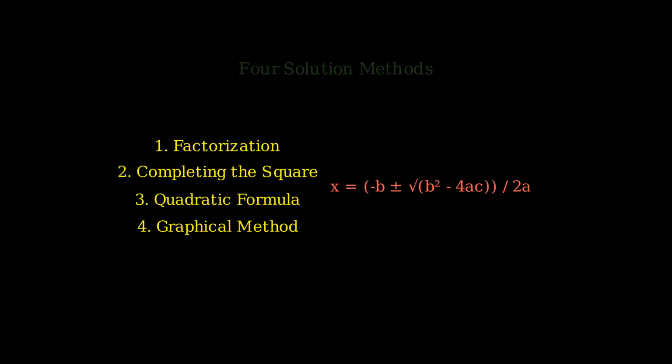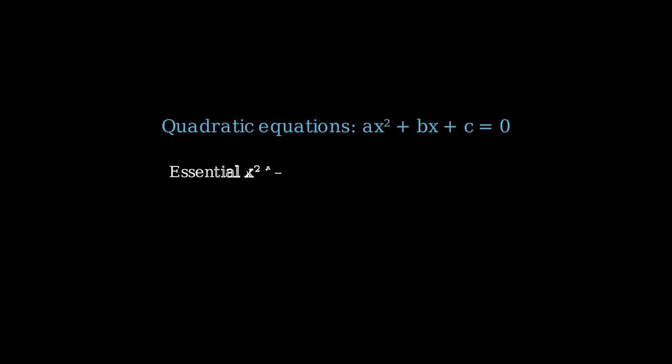Let's summarize what we've learned about quadratic equations. Quadratic equations have the standard form ax squared plus bx plus c equals 0. The essential x squared term creates the characteristic parabolic curves when graphed. And most importantly, quadratic equations usually have two solutions.